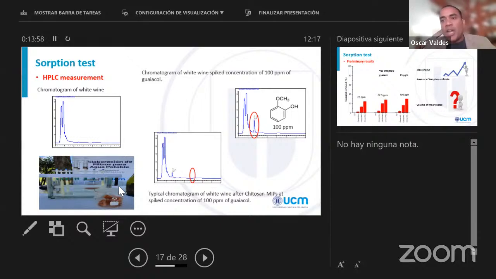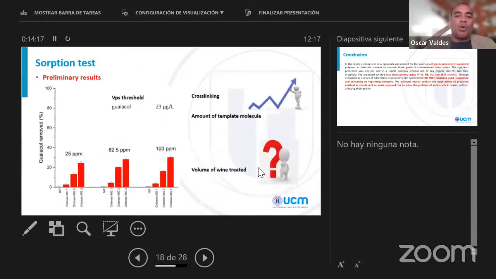de filtración donde nosotros corríamos el vino contaminado o espiqueado con 100 ppm a través del material filtrante, pues veíamos cómo disminuía el área bajo la curva sobre el cromatograma, lo cual indicaba que nuestro polímero básicamente atrapaba las moléculas de guayacol. Aquí se ve básicamente en los tres vinos espiqueados con 25, 62.5 y 100 ppm versus la remoción de guayacol, que el material con mayor grado de entrecruzamiento es el que mejor funciona, digamos, para las tres condiciones experimentales que les comenté de los vinos espiqueados.